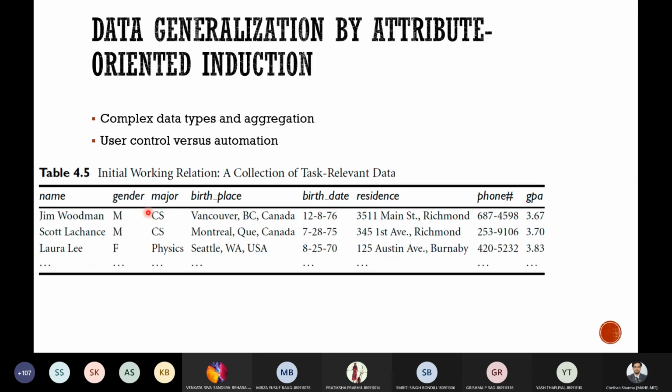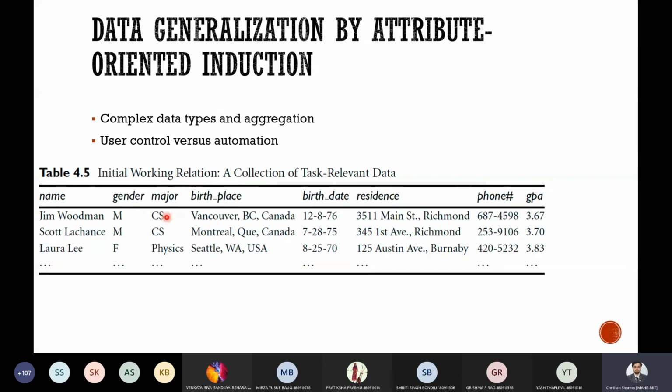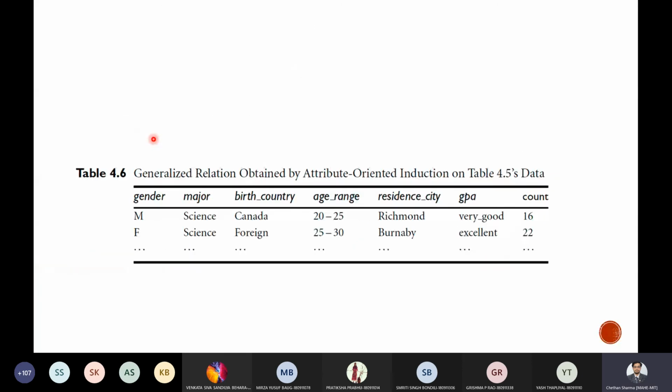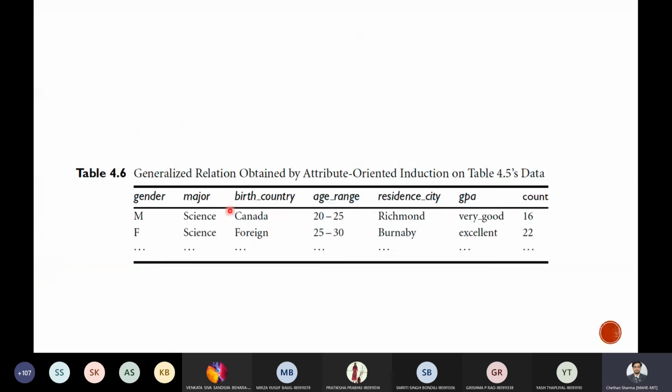As I told you, name is removed because too many unique values are possible. Next, gender is retained and no generalization is required. Major, instead of specific low-level things, can be generalized to higher-level things. That is done here. Instead of birthplace as city, which gives a large number of values, generalize it as birth country. So that is done here.